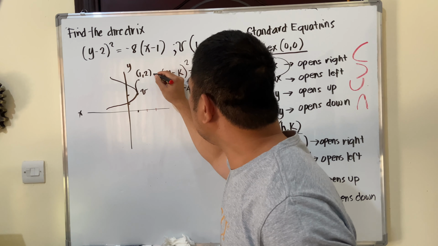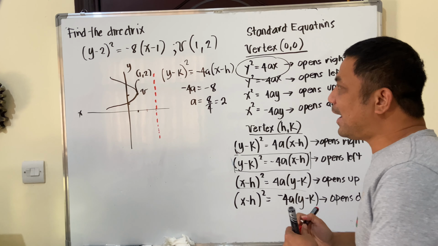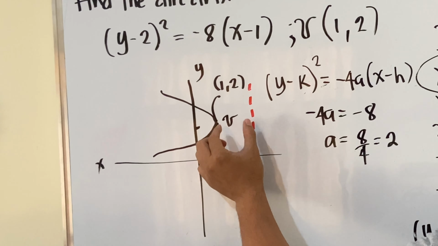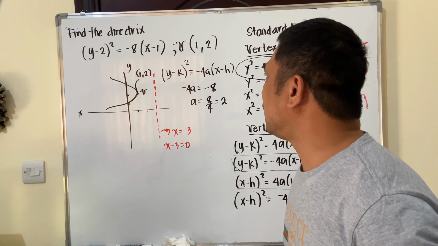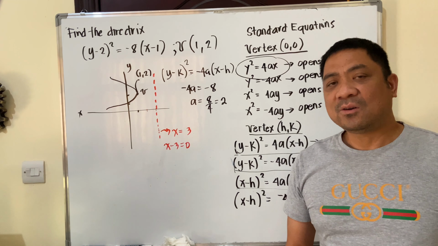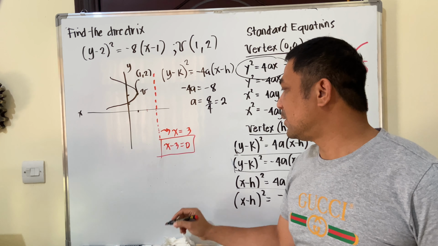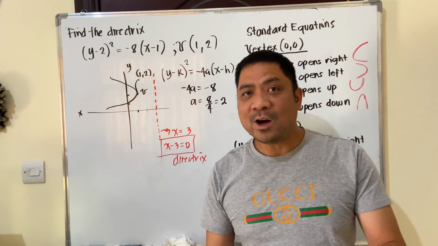So your directrix will be this line. You already have 1 here, so that means another 2, so your directrix will be at x = 3, or x - 3 = 0. So that will be the equation of your directrix, which is x - 3 = 0. So this is your directrix. Okay, let's have one last example.